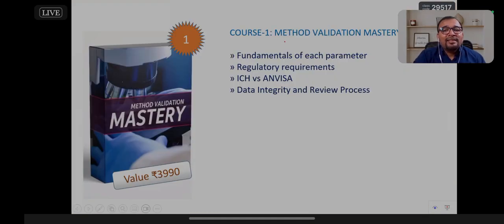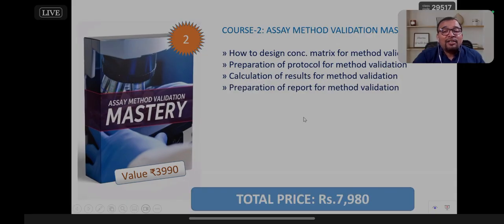So the first important course is Method Validation Mastery. We'll talk about the fundamentals of each parameter. How many of you really want to know about peak purity assessment, calculation of purity angle and purity threshold, how to design the forced degradation study, how to design precision and accuracy? Please type in me in the chat box. A lot of content will be explained in the very first course about method validation. Whatever questions you had about peak purity measurement, purity angle, purity threshold, all that will be discussed and explained in the first course.